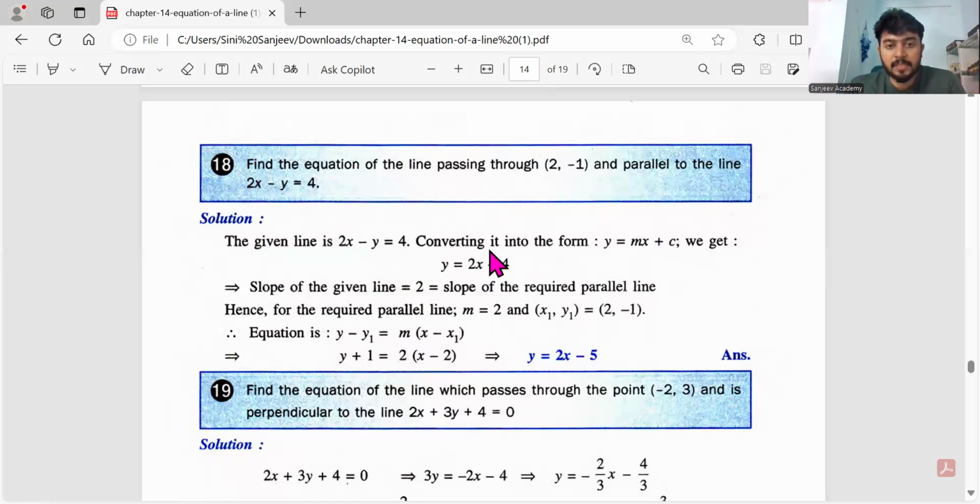So once I get this, I'll get the slope. Parallel to the line. Parallel means the slopes of both the lines are same. So y minus y1 is equal to m into x minus x1.